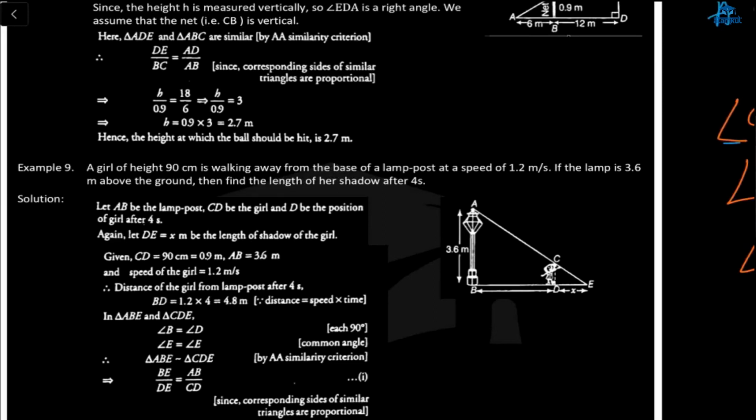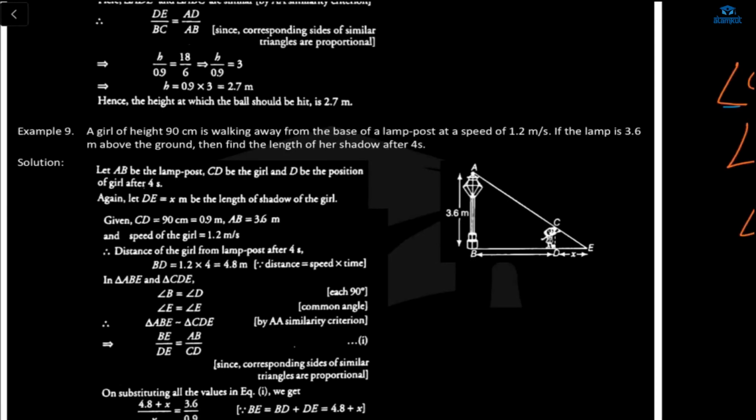So you can take out the distance of the girl from the lamppost. That will be how much? Distance is equal to speed into time. Ma'am, what is the time given? 4 seconds. So the speed into time will be 1.2 into 4, which is 4.8 meter.